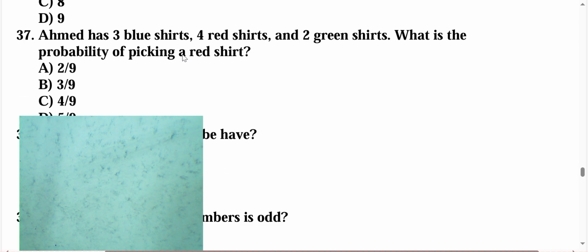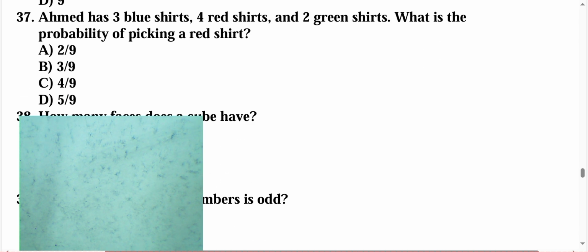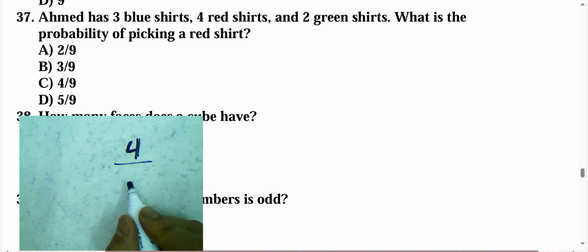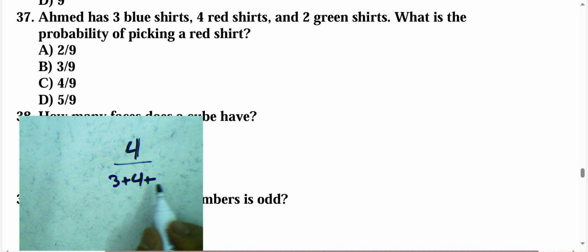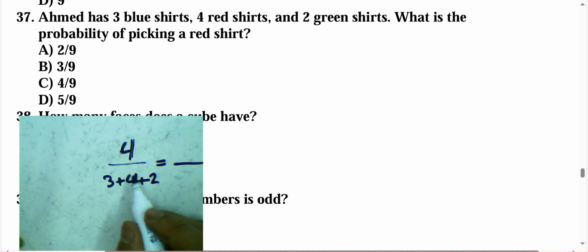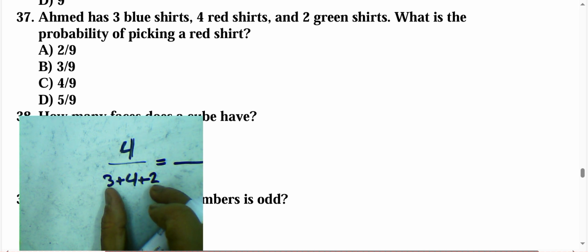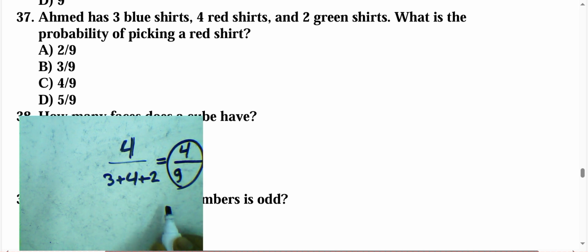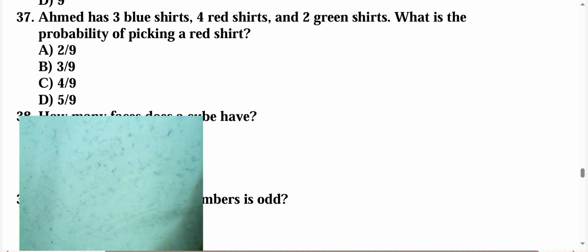Question 37. Ahmed has 3 blue shirts, 4 red shirts and 2 green shirts. What's the probability of picking a red shirt? We have 4 red shirts, okay? From the total, 3 blue and 4 red shirts and also 2 green shirts. So the probability of picking a red shirt, we write the number of red shirts divided by the sum of all of them. Write 4, and 3 plus 4 is 7, 7 plus 2 equals 9. Then the result will be 4 over 9. Choose letter C for this example.